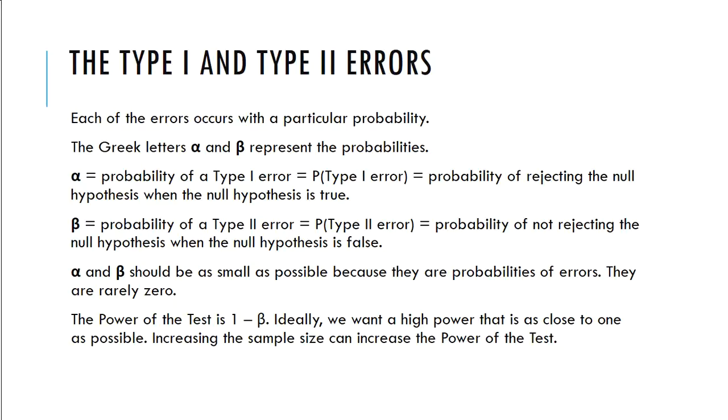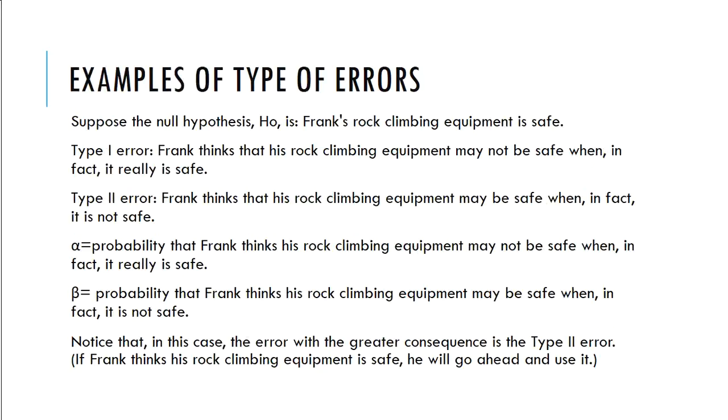You want your alpha and beta to be as small as possible because they're the probabilities that you'll have errors. They're rarely zero. You'll always have some kind of error. The power of the test is 1 minus beta. Ideally, we want a high power so it can come as close to 1 as possible so we don't have so many errors. A way that you can increase the power of a test is by increasing your sample size.